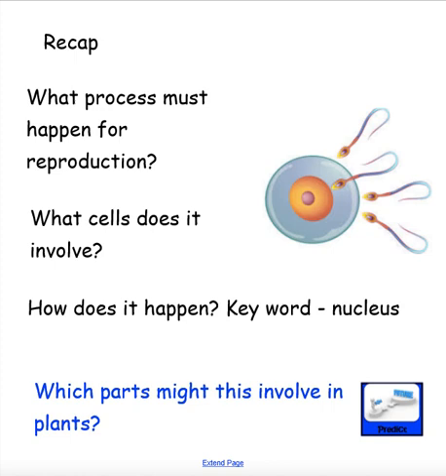So for reproduction to occur, we must have fertilisation. That process involves a sperm cell from the male and an egg cell from the female. For fertilisation to occur, the nuclei, so that's the nucleus of the egg cell and the nucleus of the sperm cell, must join or fuse in order to create a fertilised embryo.